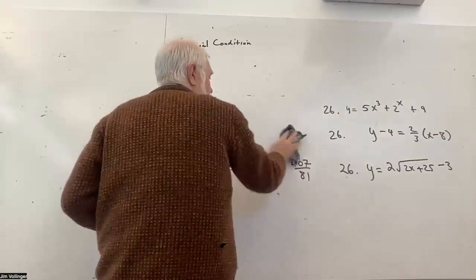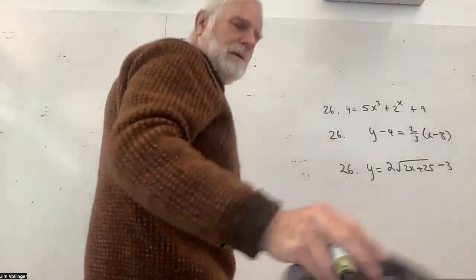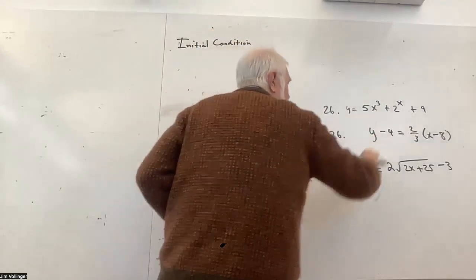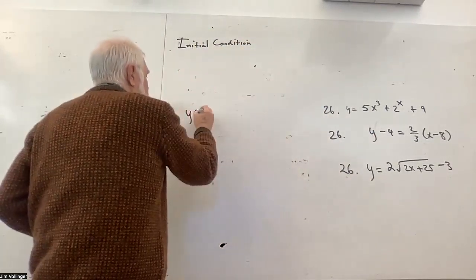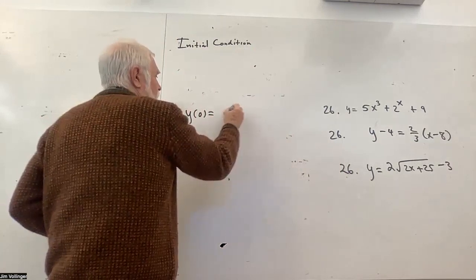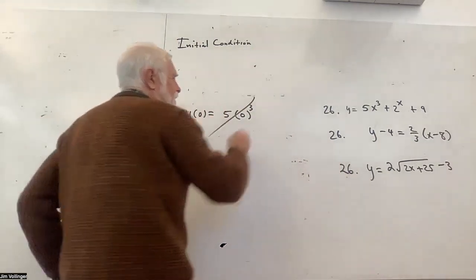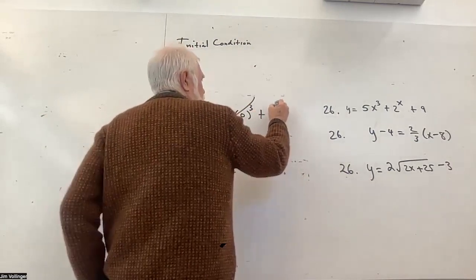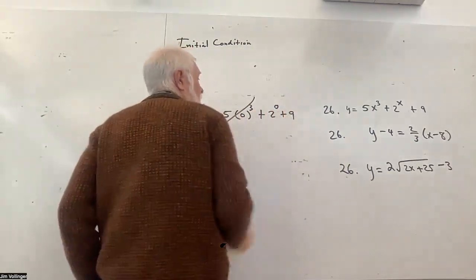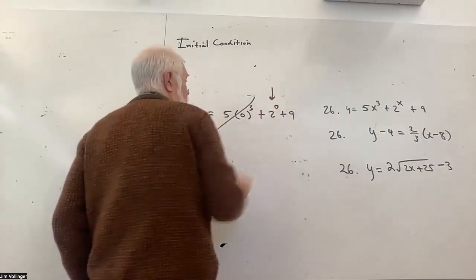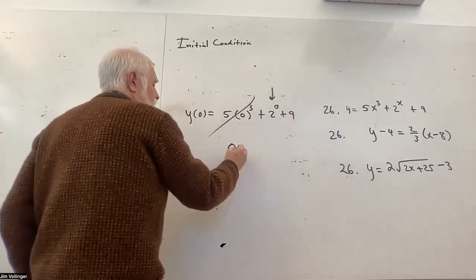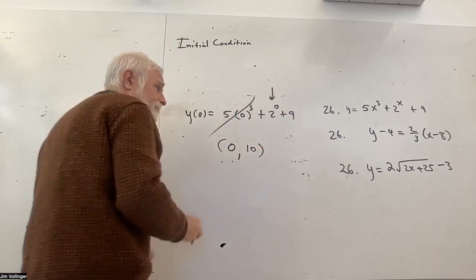And now we've got a kind of funky function here. y of 0 is equal to 5 times 0 to the 3. Well, that's not too bad. That disappears. Plus 2 to the 0 plus 9. Really hoping that you know that 2 to the 0 is 1. So the y-intercept is (0, 10).